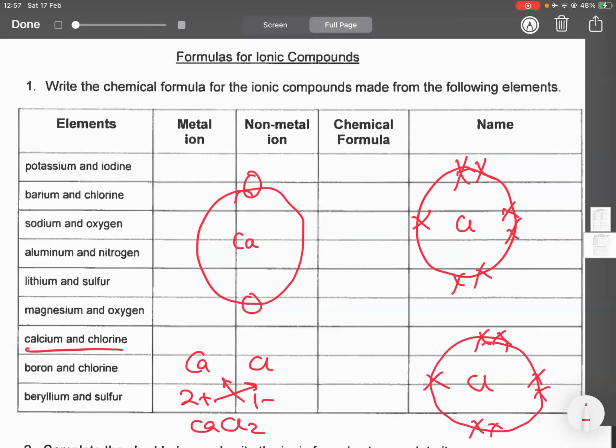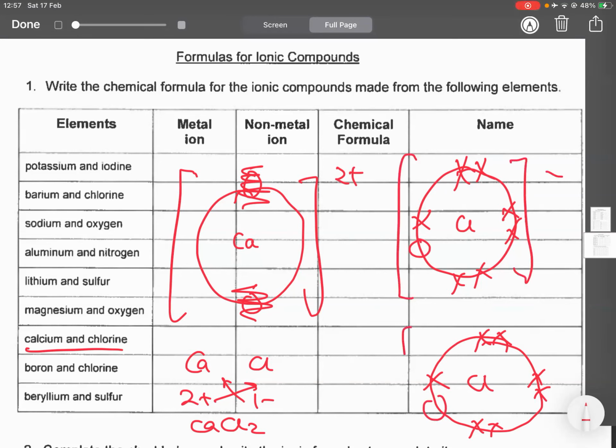Then I would have probably done the first diagram with a pencil so I can rub this out and rub this out. That becomes a 2 plus. And then they go over there. So that becomes a 1 minus. And then that becomes a 1 minus as well. That's the complete diagram.